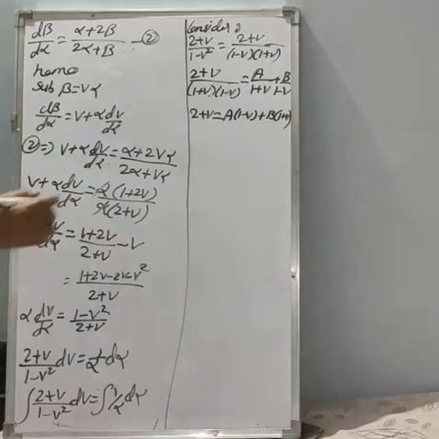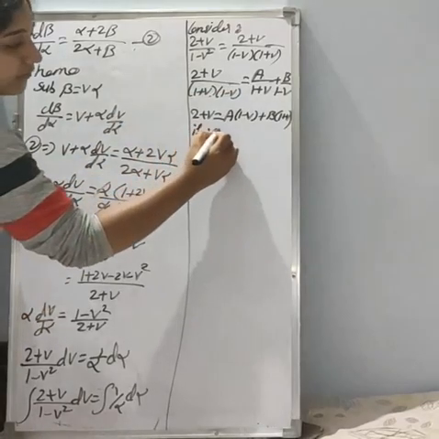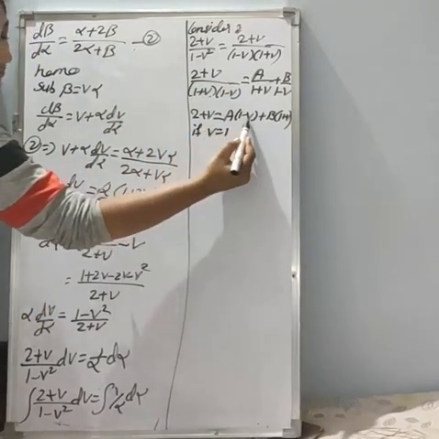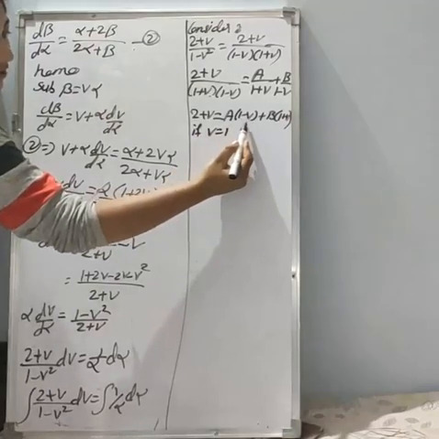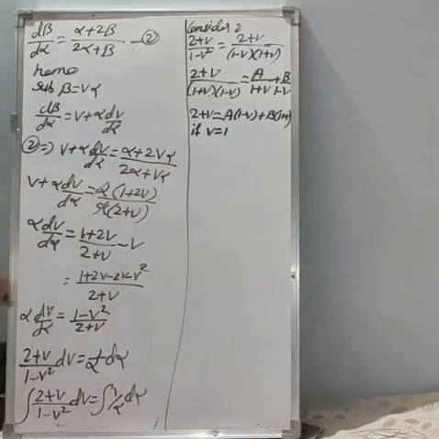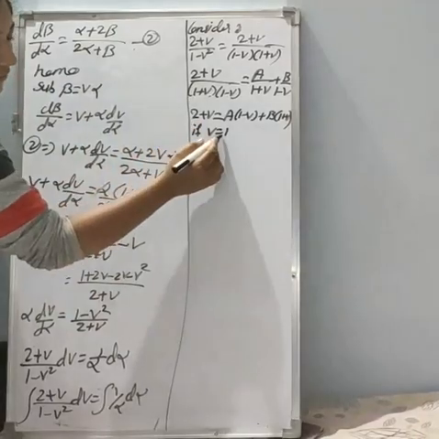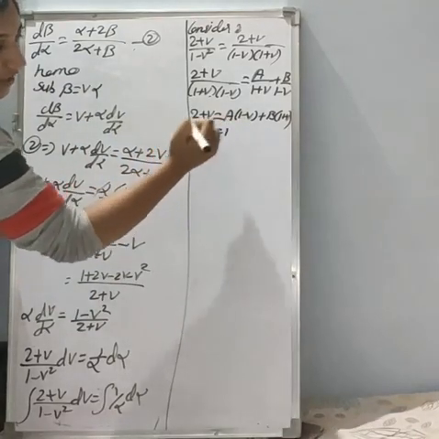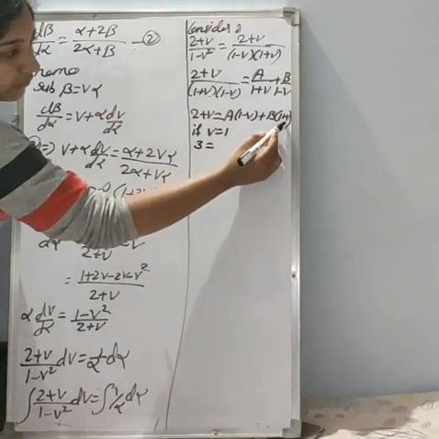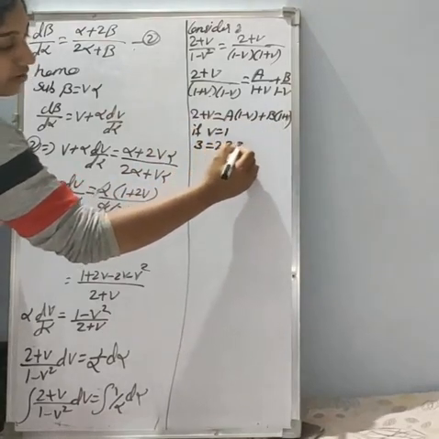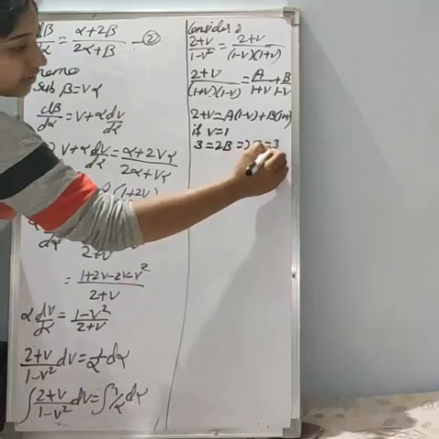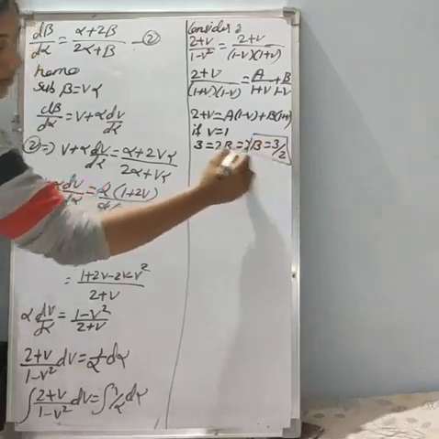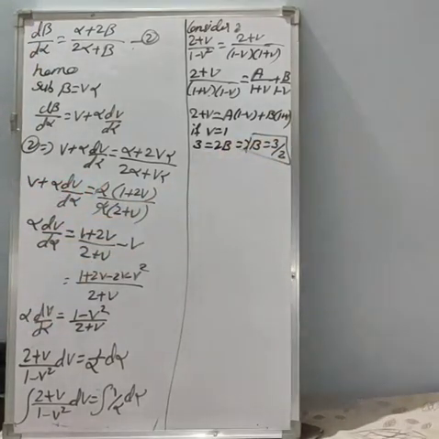Okay, so if you substitute the value of v is equal to plus 1. Here if you substitute plus 1, 1 minus 1 is 0, this term vanishes. So you will get the value of b. So here if you substitute v is equal to 1, this is 2 plus 1, 3. This term vanishes. Here again v is equal to 1, 1 plus 1, 2b. So you will get b value is 3 divided by 2.